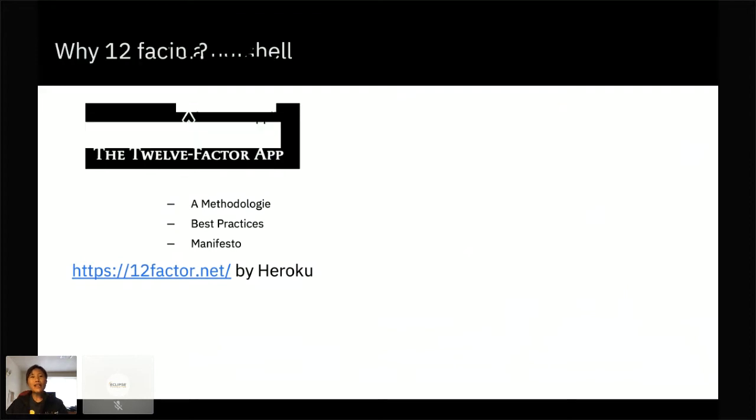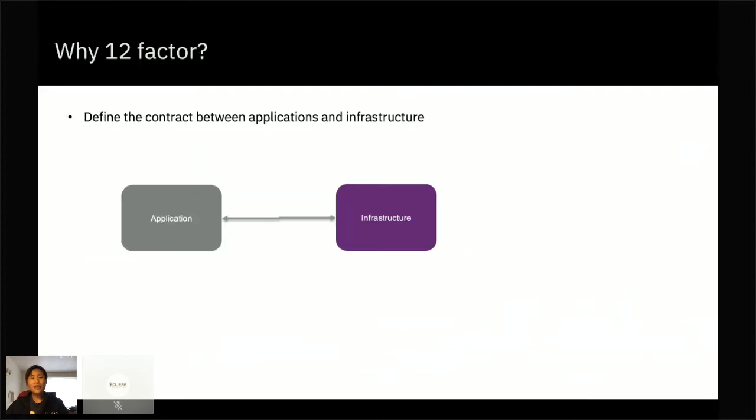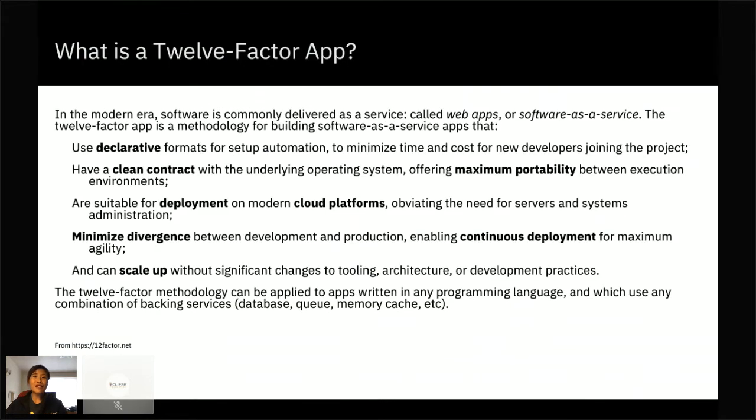So why do we care about this 12 factor? It came from the reasoning that we don't want to step on each other's toes between the application and the infrastructure. So we want to define a clear contract: which bit needs to be handled by the application, which bit needs to be handled by the infrastructure. So this is a long version of the 12 factor.